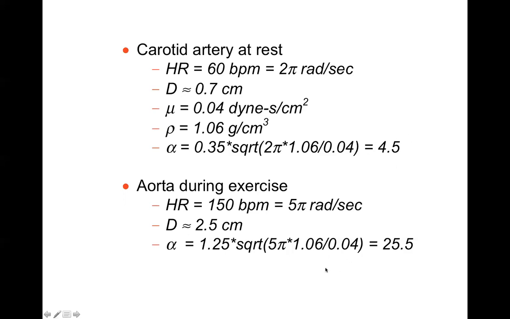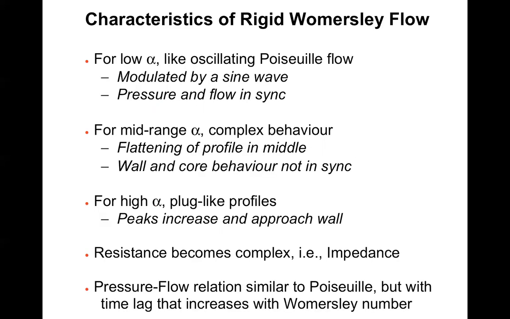Okay, so you can calculate under different conditions the Womersley number in different vessels, and you expect the flow profiles as they're oscillating to have different characteristics for different alphas. Okay, so some characteristics of rigid Womersley flow. For low alpha, it's like oscillating Poiseuille flow. Pressure and flow are mostly in sync.